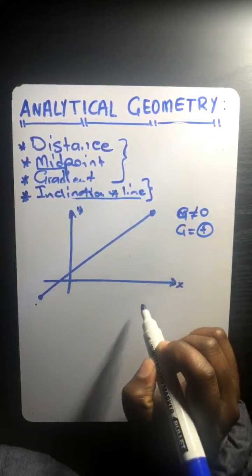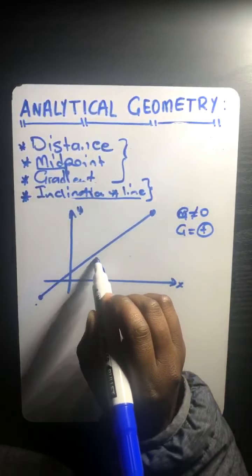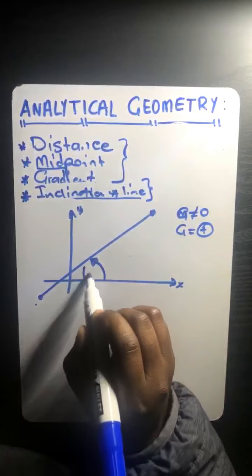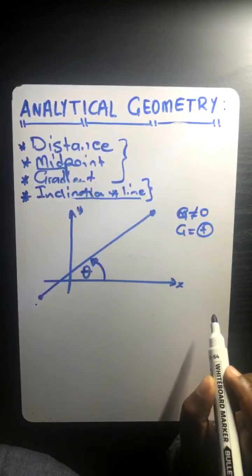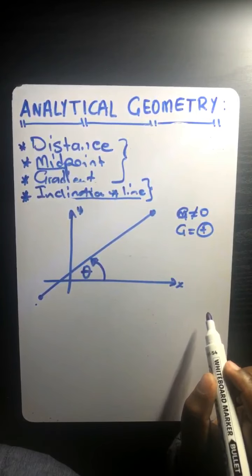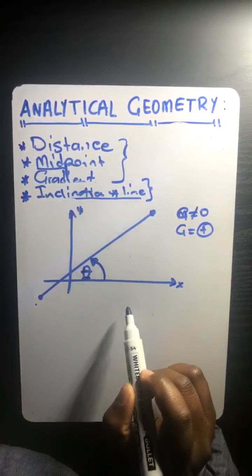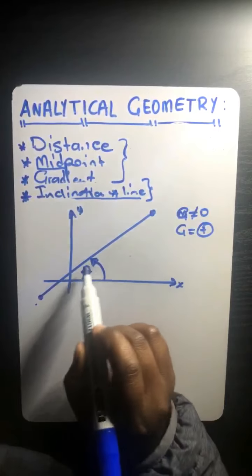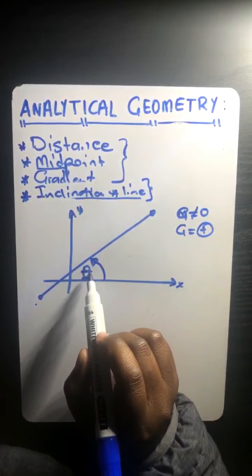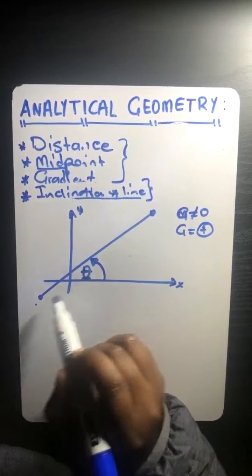So the angle that we're talking about, ladies and gentlemen, is this angle. We call that angle the angle of inclination. Very, very important, ladies and gentlemen. There is a relationship between this angle formed and the gradient formula. This angle tells us about the slope formed. It tells us more about the gradient formed.